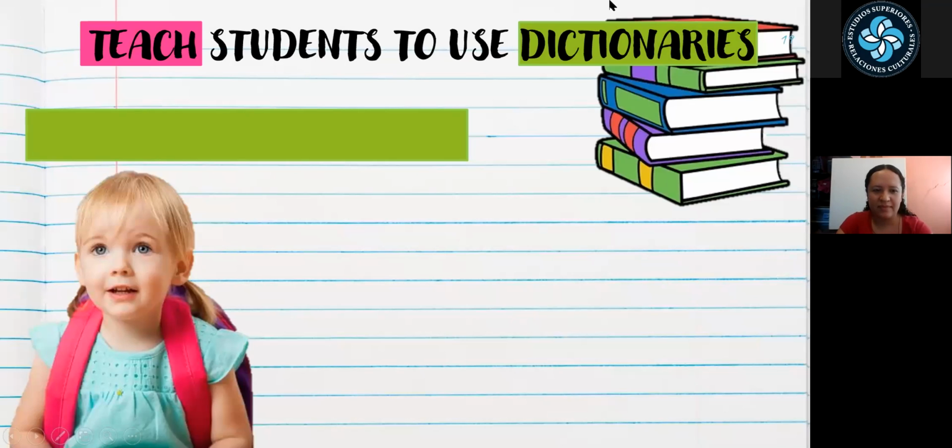Here I have another principle, that is teach students to use dictionaries. Sometimes we are afraid to give students the dictionary. Why? Because we may think that the translation is not good, and they are going to be relying on the dictionary every time. But it's very important to have one in the classroom, because sometimes we as teachers can forget words, and it's natural. It happens.